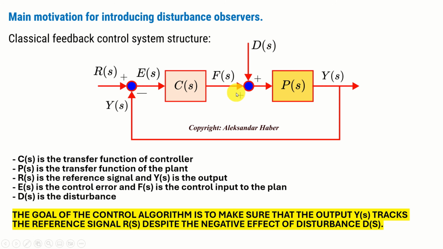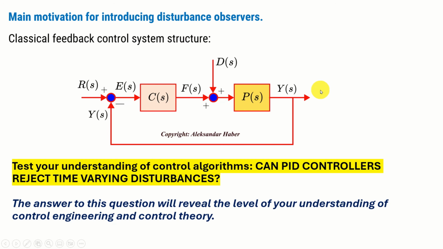The goal of the control algorithm is to make sure that the output Y of S tracks the reference signal R of S despite the negative effects of the disturbance D of S. Let us suppose that C of S is a PID controller. And here is the fundamental question. Can PID controllers reject time-varying disturbances D?